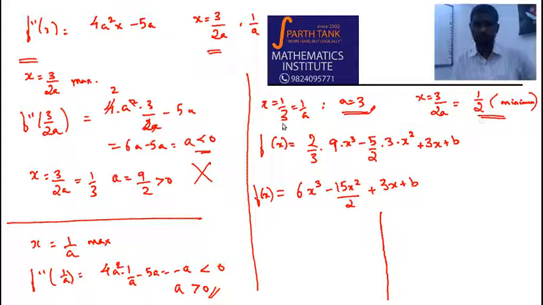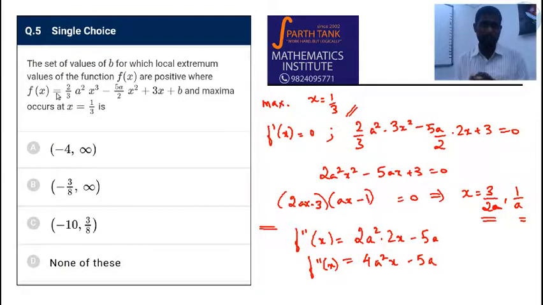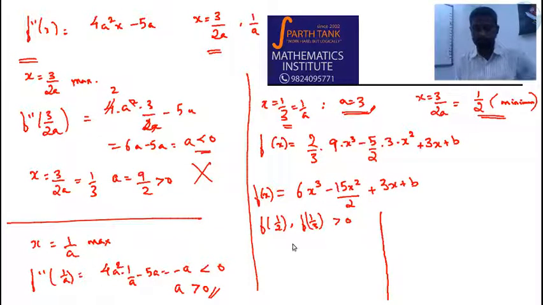So at 1 by 2 it is minimum, at 1 by 3 it is maximum. So both of them, f of 1 by 2 and f of 1 by 3, have to be greater than 0. That is the meaning of local extremum values being positive. So let us take f of 1 by 2 greater than 0.